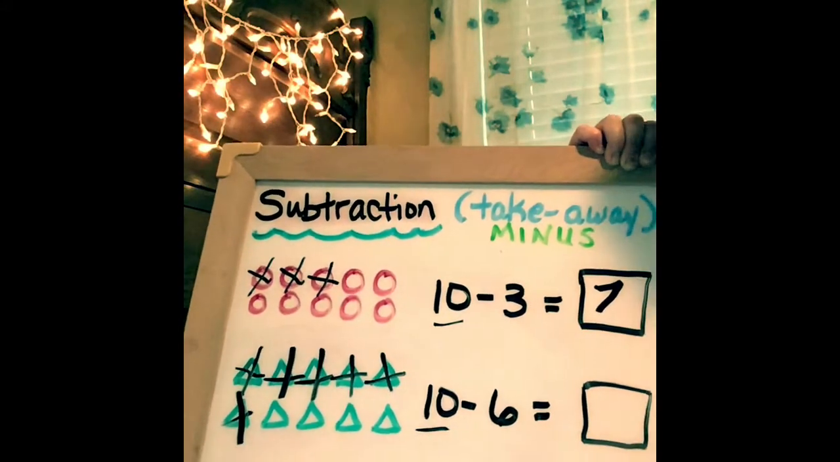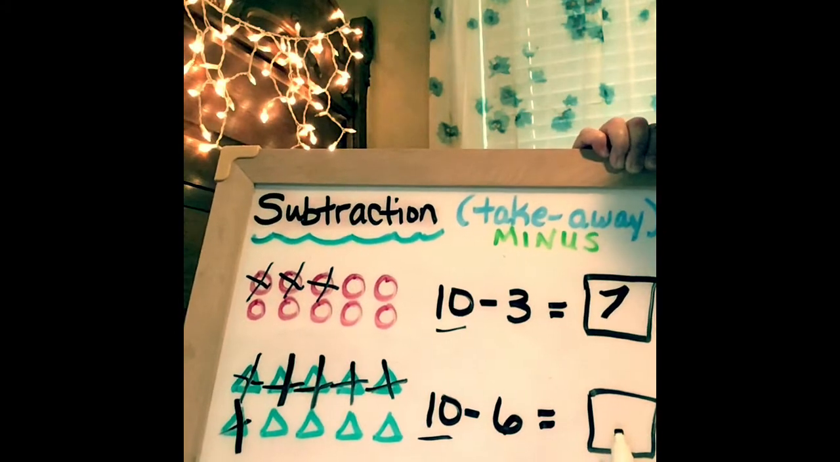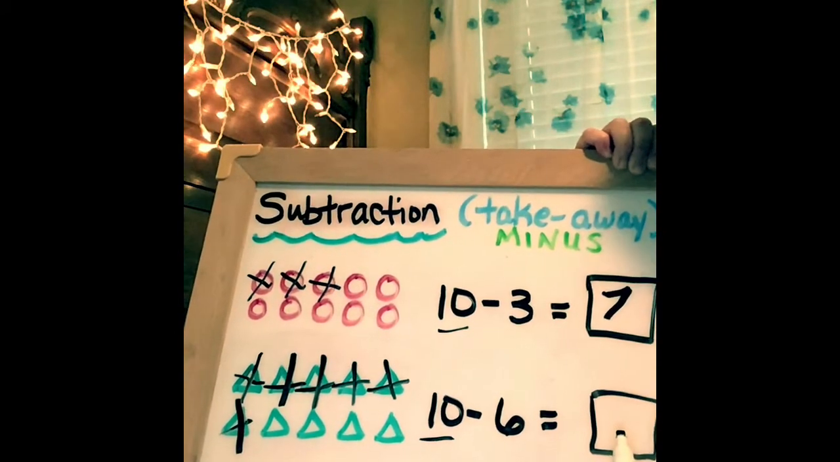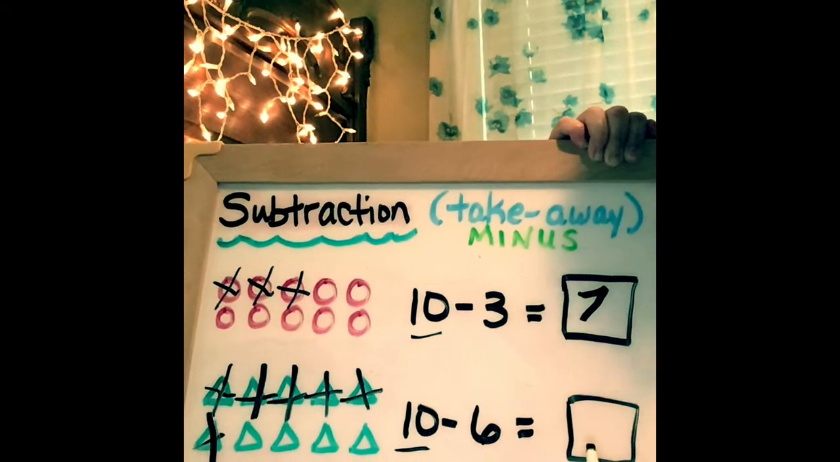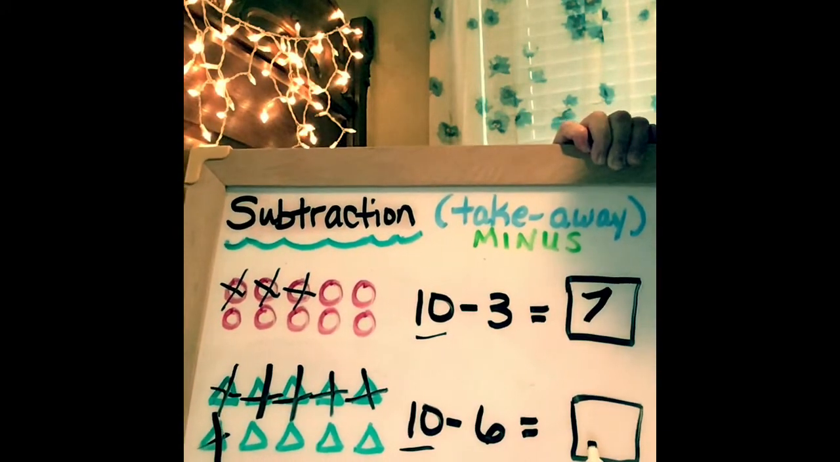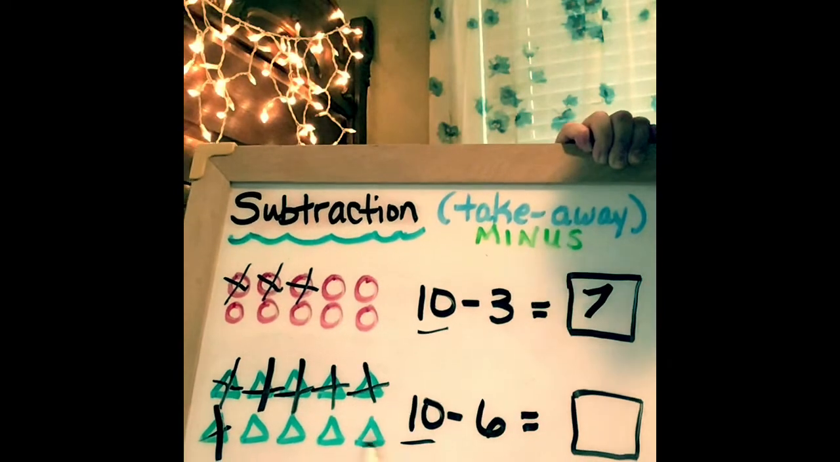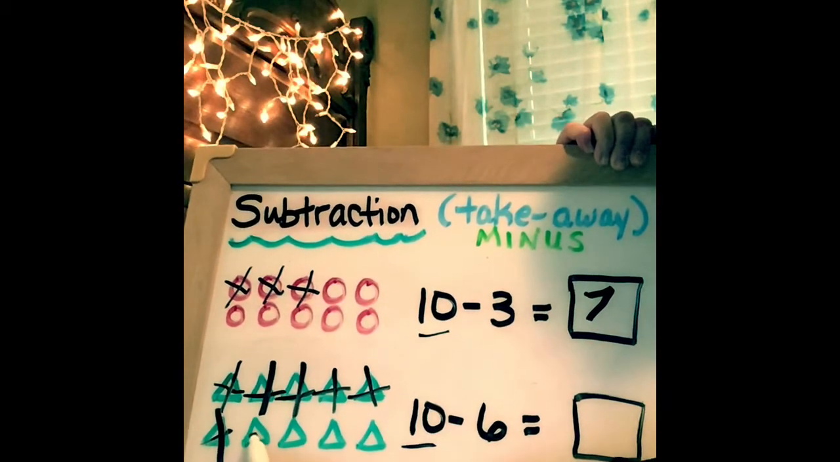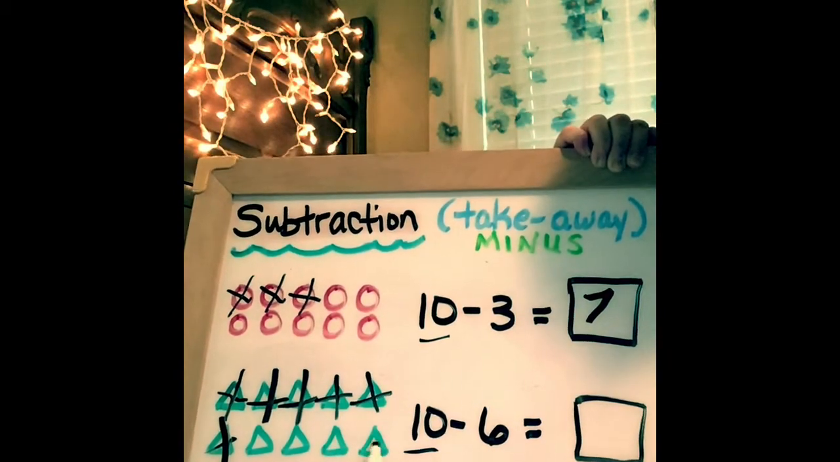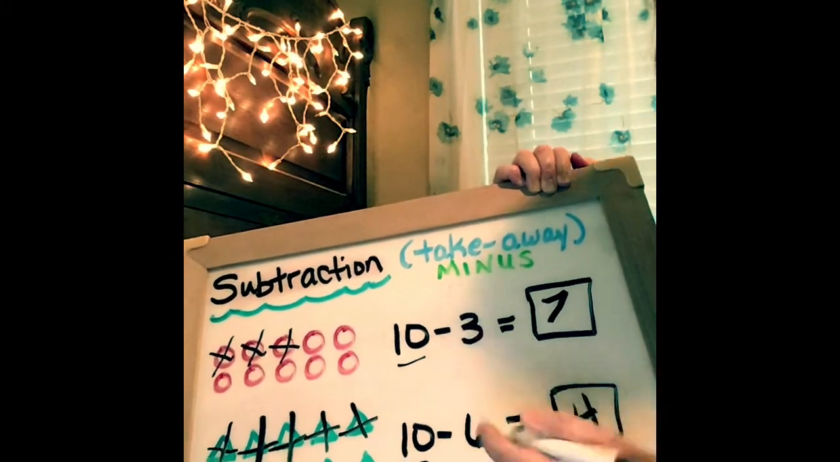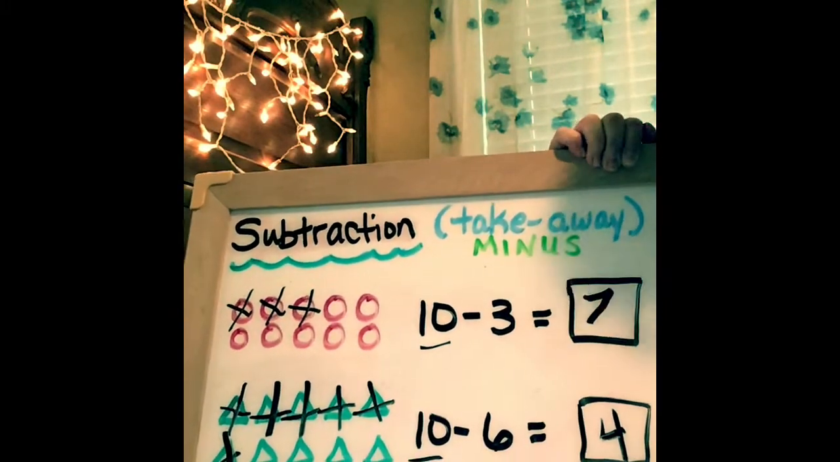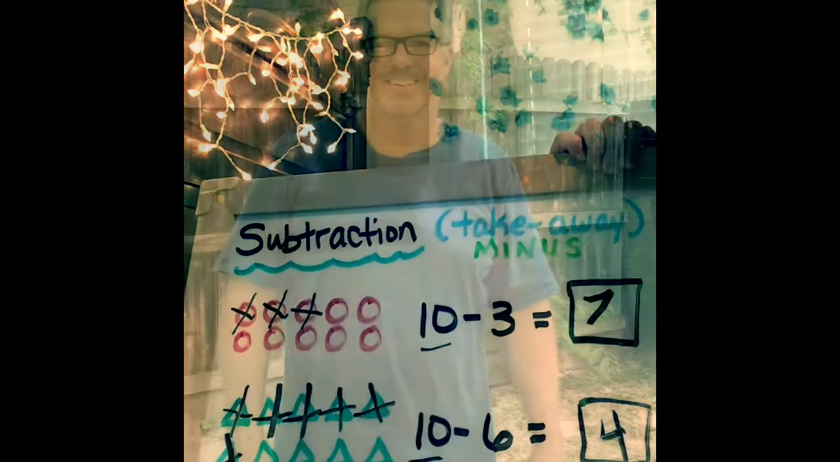Now we're looking for the answer to put in this answer box. We look for the number that we have left, or the difference. The answer to a subtraction problem is actually called the difference. So we're going to count what we have left over. 1, 2, 3, 4 triangles. And my answer is 4. So 10 minus 6 equals 4. Good job, guys.